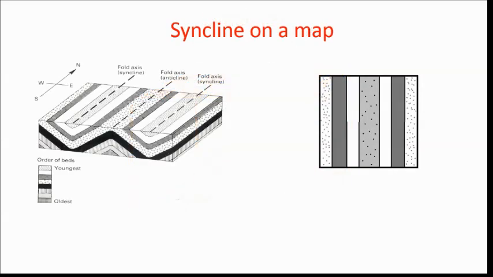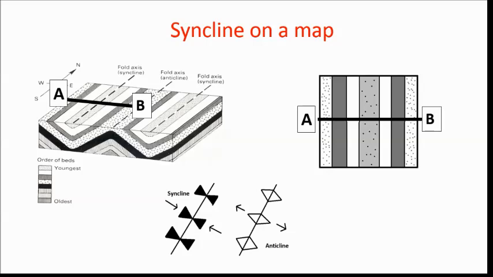Again, looking at the past paper question, there's line A to B. There it is on the diagram, roughly the same sort of colour scheme. Look at the key, you can see the youngest on the older beds on the syncline. Again, don't forget the symbols that we use on geological maps to show the syncline and the anticline. And we can see that's the syncline diagram straight down the middle of that.